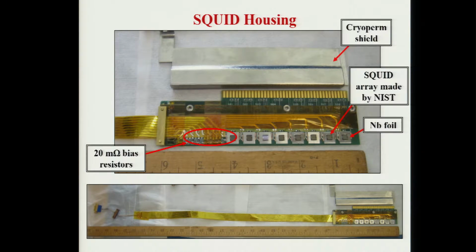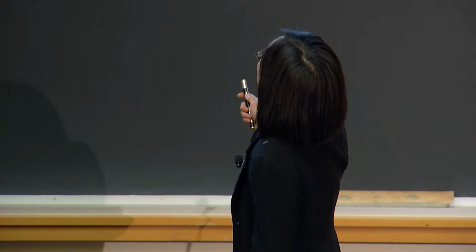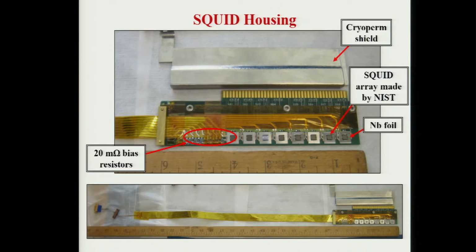For SQUID arrays, it needs magnetic shielding because we're going to the field. Nothing we can do, you cannot build a house. It has to be open to light. So it took us many generations to think, what can we do? We have the Cryoperm, and then also the niobium foil, and then the SQUID array on top of it. And then for the bias resistor, we buy the commercial one as well. We just solder them. And this long pigtail then connects to my TES.